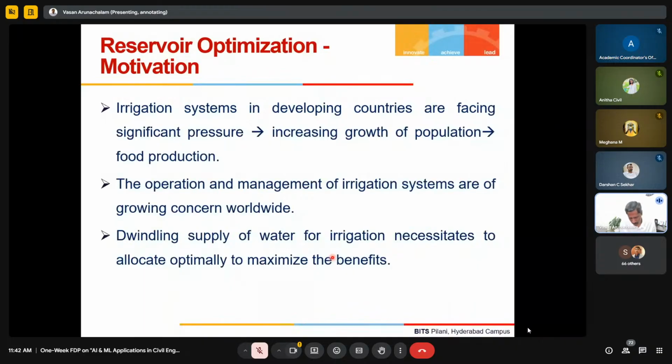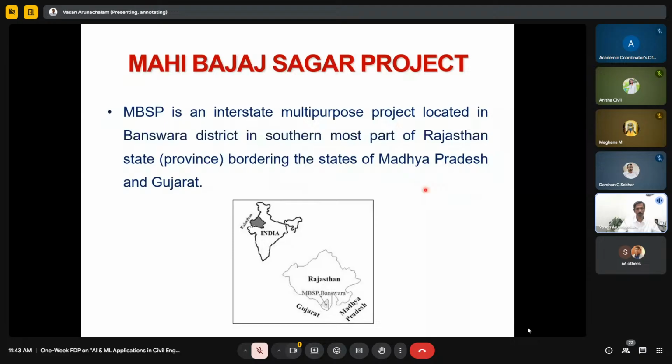I already briefly discussed the importance of reservoirs and the water requirement. We all know there is tremendous pressure because of the increasing growth of the population. Food production also has to go up. That is when it can cater to whatever is required. Which also means the operation and management of irrigation systems are under tremendous pressure to work more efficiently together to ultimately maximize the benefit.